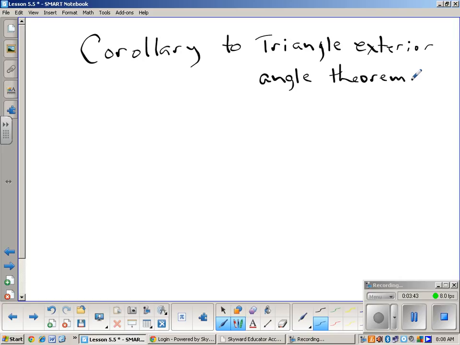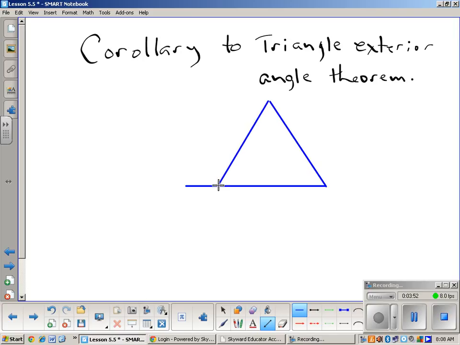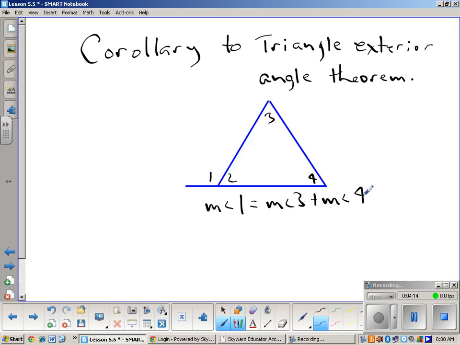Remember what that one said? Isn't it some exterior angles equal 360 degrees? No, that's not what it says. That's the polygon exterior angle theorem. The triangle exterior angle theorem says if this is 1, 2, 3, 4, that measure of angle 1 is equal to the sum of the remote interior angles, which is measure of angle 3 plus measure of angle 4. It's a question you're probably still seeing on your test, so we need to make sure we understand that. We've used it before.